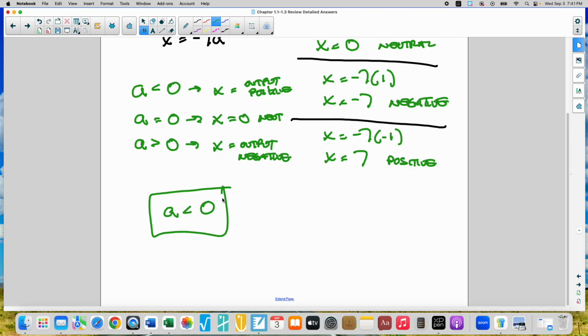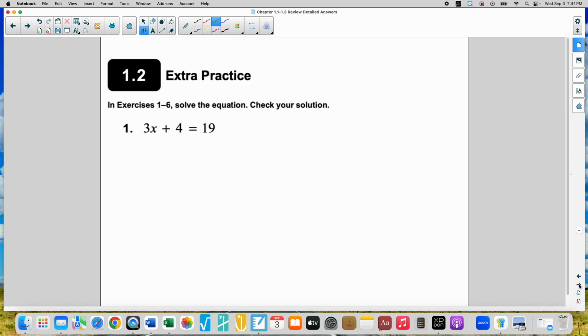All right, that's a fun one, good logic, good thinking. That was 1.1. Now let's move to 1.2, extra practice. 1.2 deals with multi-step equations. We're starting off with two-step equations. We're going to identify the variable. What is happening to the variable? Two things are happening. 3 is multiplying it, and 4 is being added to it.